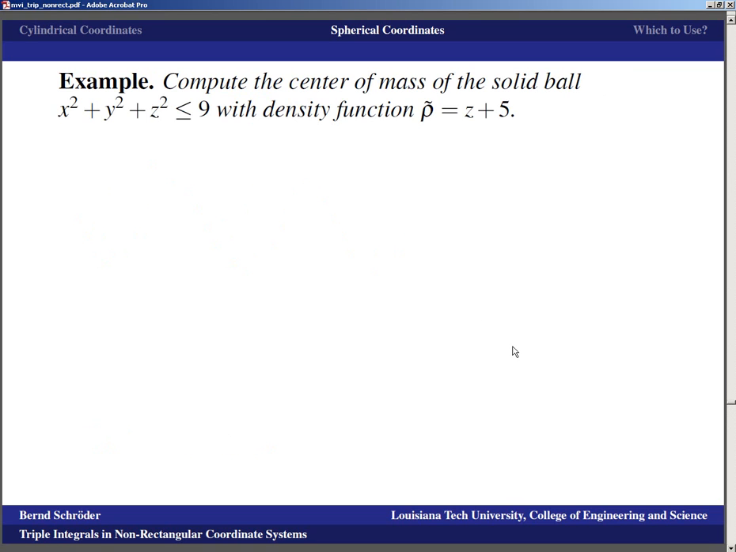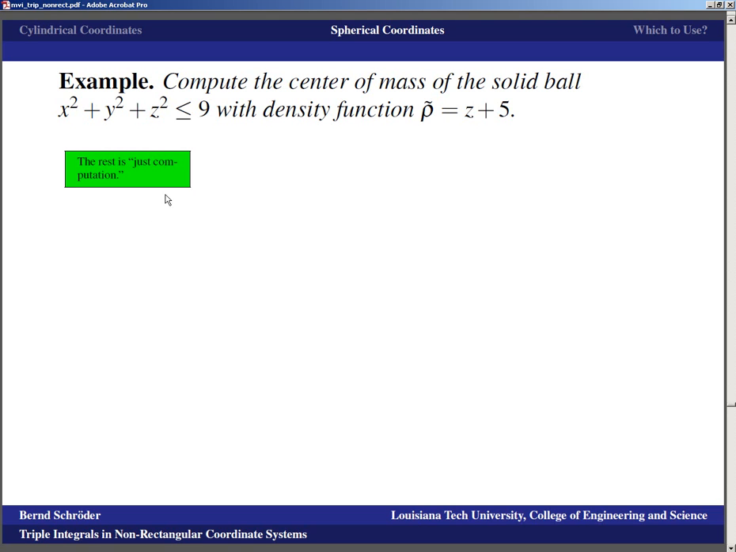We move on and we talk about physics now. Let's compute the center of mass of the solid ball x squared plus y squared plus z squared less than or equal to 9, with the density function rho tilde being z plus 5. Here we have a clash in notation: in calculus texts, the radius in spherical coordinates is typically called rho, but rho is also the density. So I'm going to call density functions rho tilde here, so that they are not accidentally interchanged.